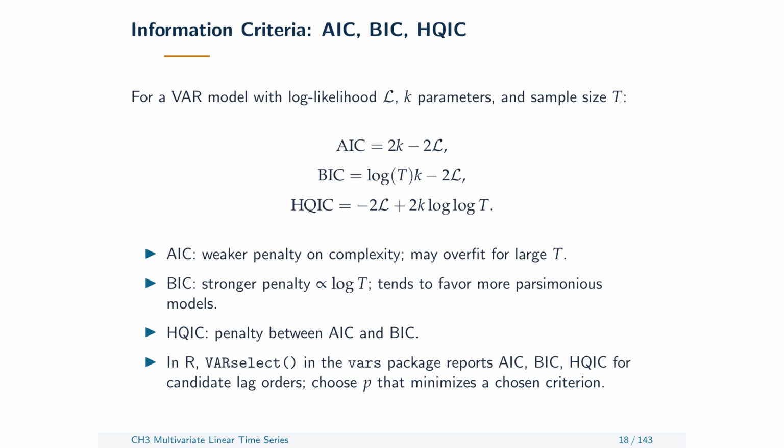Information criteria formalize that balance. The AIC, or Akaike, criterion applies a relatively light complexity penalty. The Bayesian criterion applies a penalty that grows with the logarithm of sample size. The Hannan-Quinn criterion lies between them. For each criterion, we compare models on the same sample and choose the order with the smallest value.